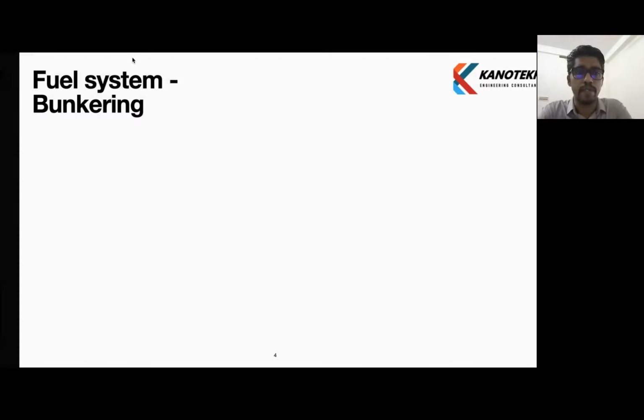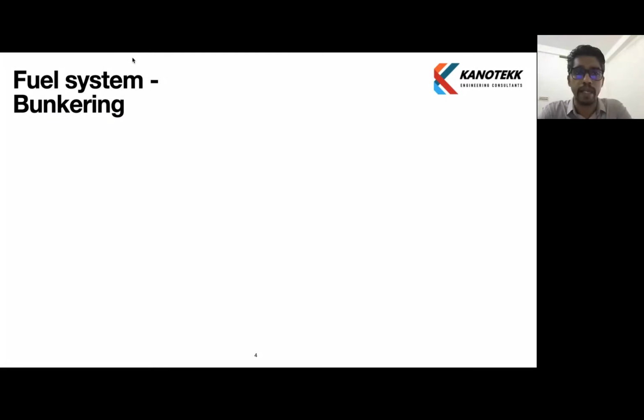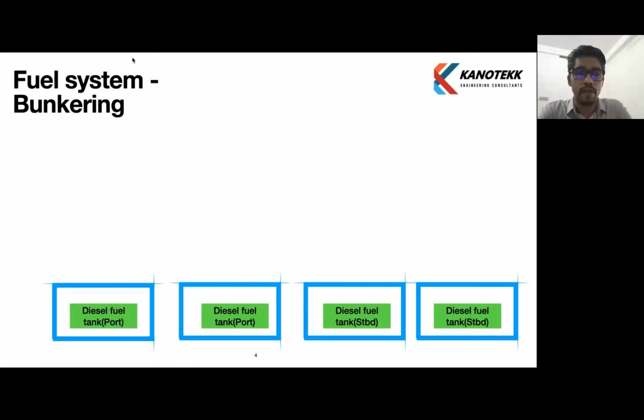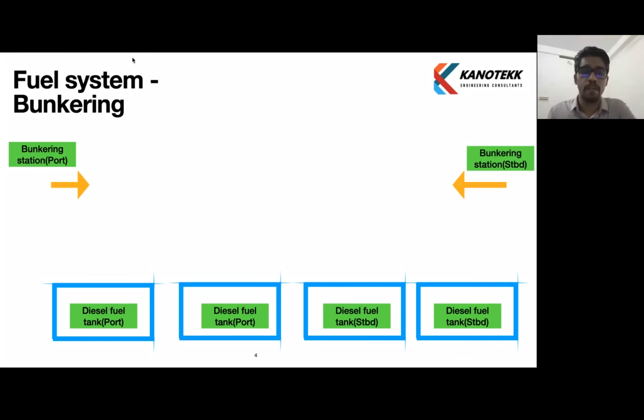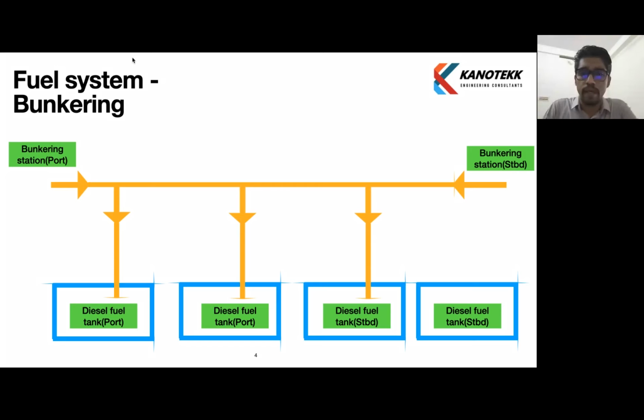We'll now see the fuel system. First, we will see bunkering, the process of how the fuel is taken. Earlier we discussed the storage tanks. In bunkering, fuel is always taken to the storage tanks. There will be two bunkering stations, one on the port side and one on the starboard side. In this bunkering process, all the supply headers are connected to the storage tanks.